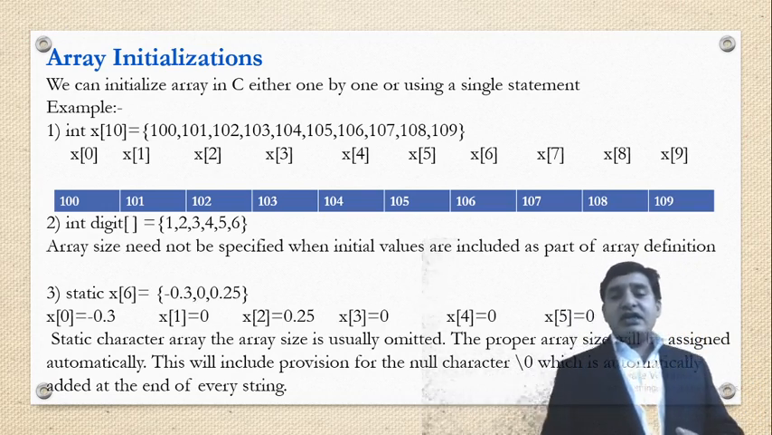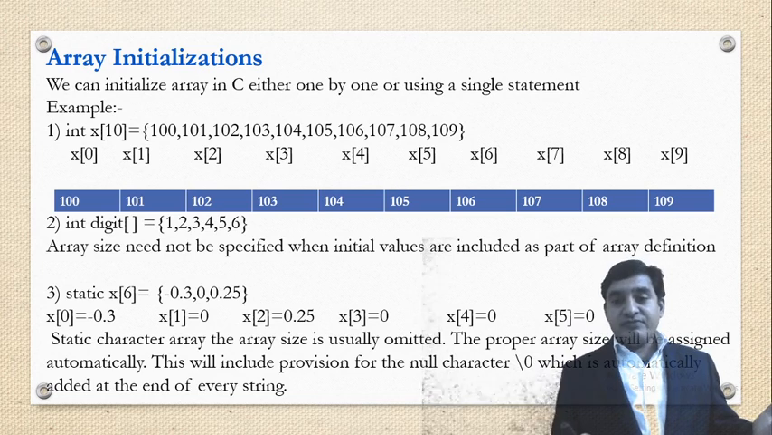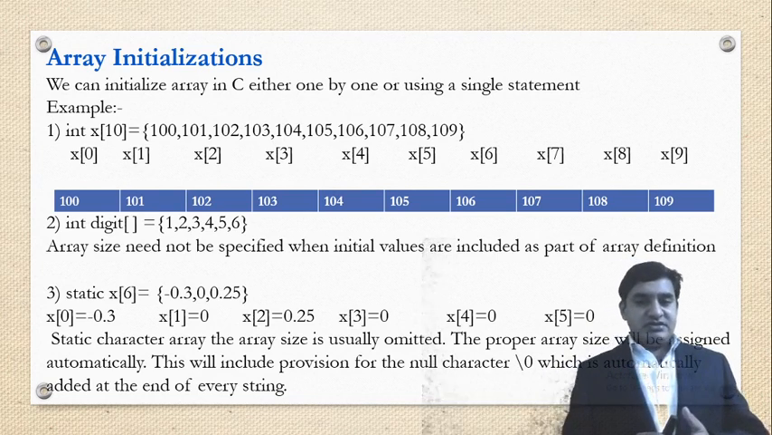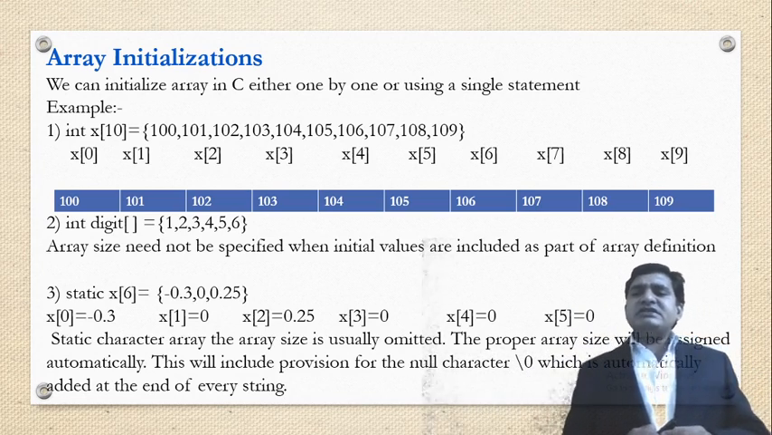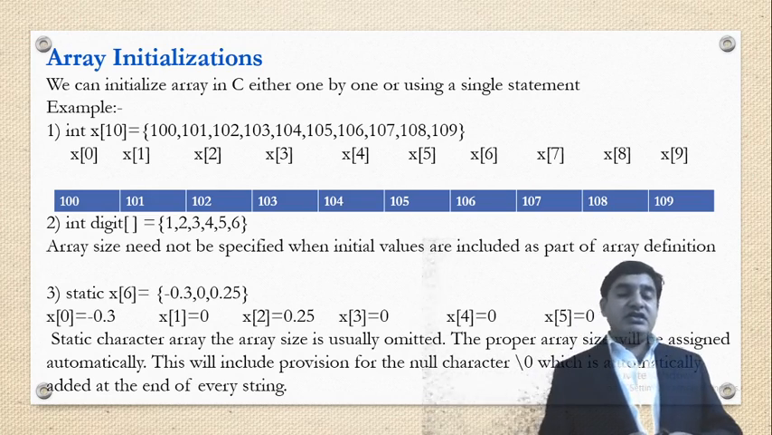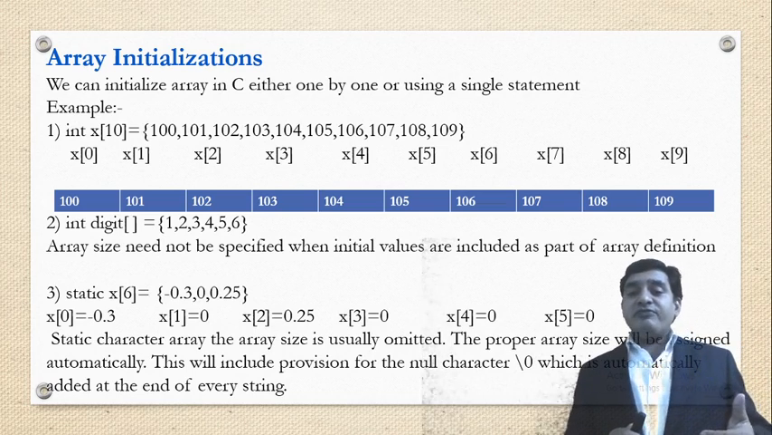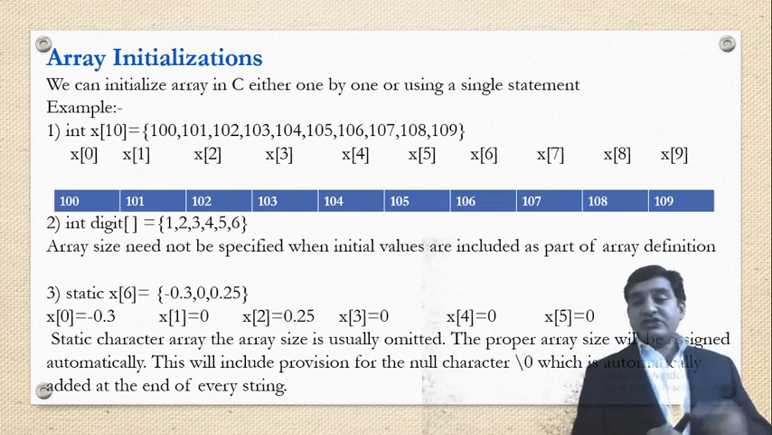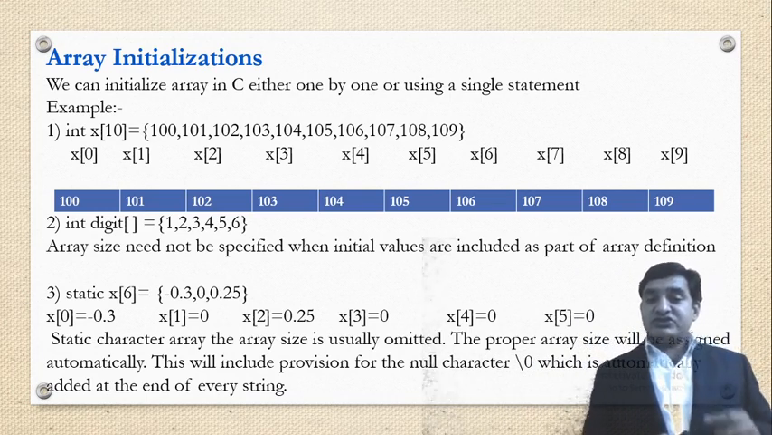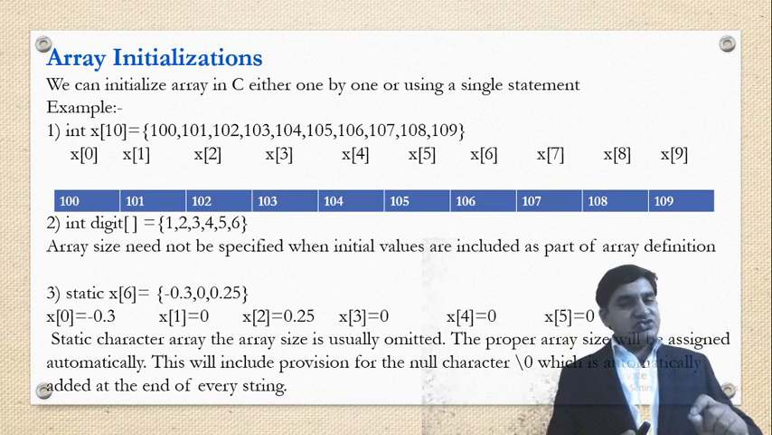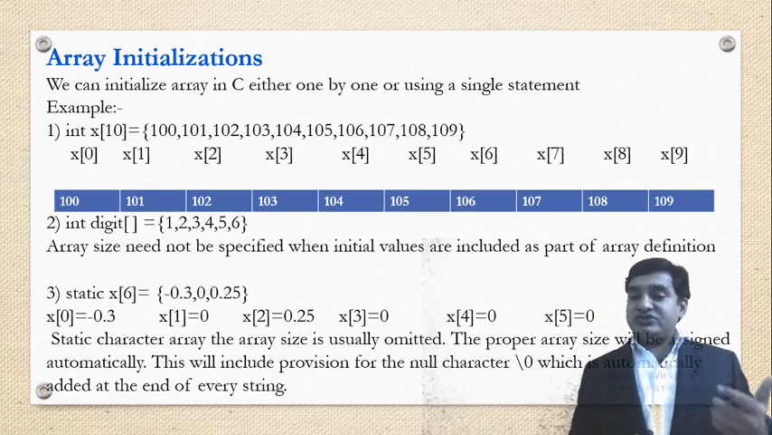For a static character array, the array size is usually omitted. If there is a static character array, the proper array size will be assigned automatically. This will include provision for the null character, that is \0, which is automatically added at the end of every string. And therefore we write x[3] is equal to 0, x[4] is equal to 0, and x[5] is equal to 0.